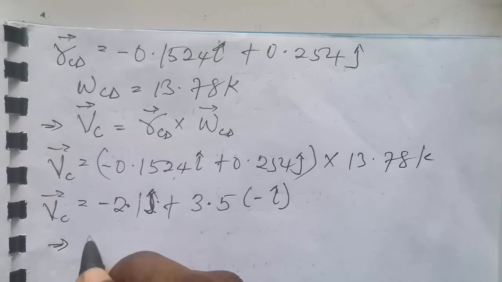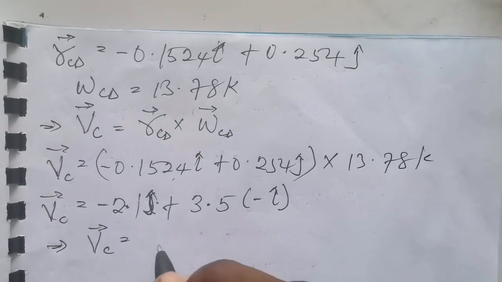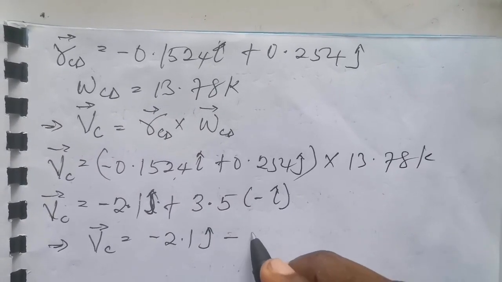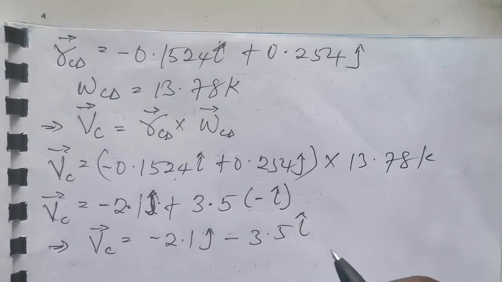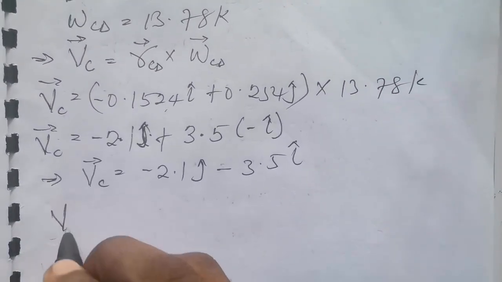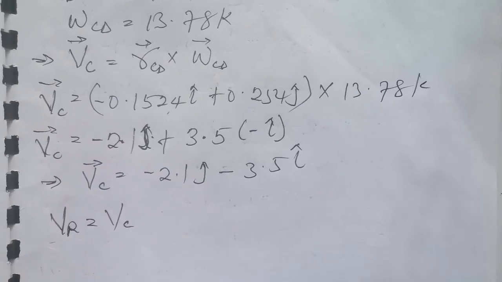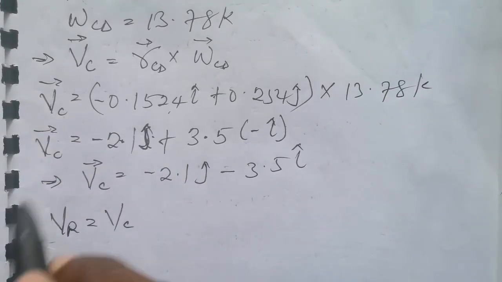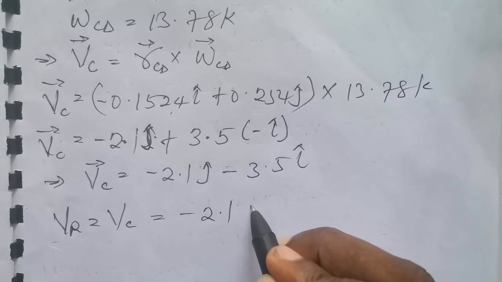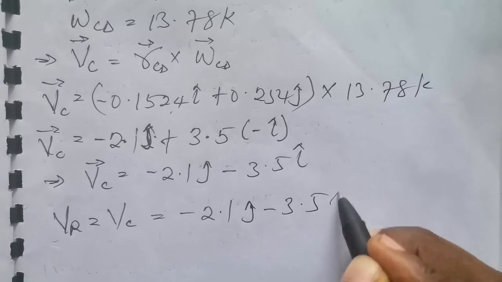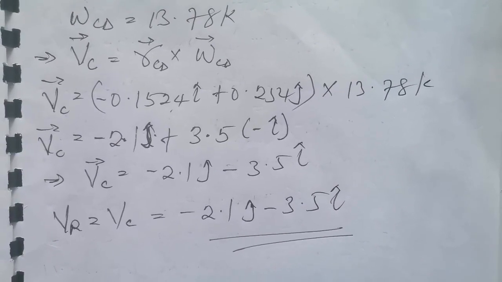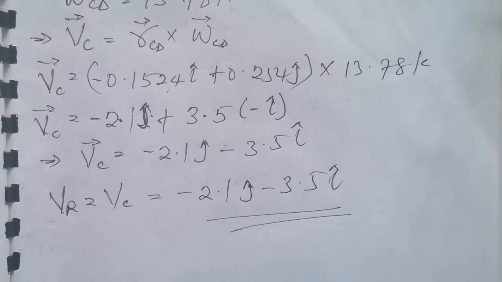So this simply implies that velocity at point C is minus 2.1 J minus 3.5 I. The velocity of the rack, as I explained earlier, V arrow is equal to VC. The rack is moving at the same speed as the velocity at point C, which is minus 2.1 J minus 3.5 I. So this is the velocity of the rack in vector form. But you can also find the magnitude.